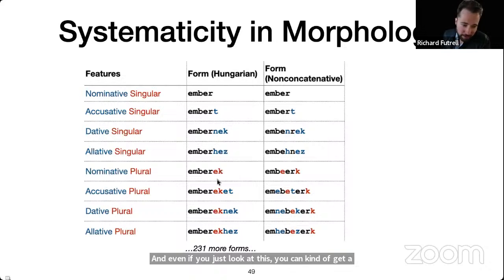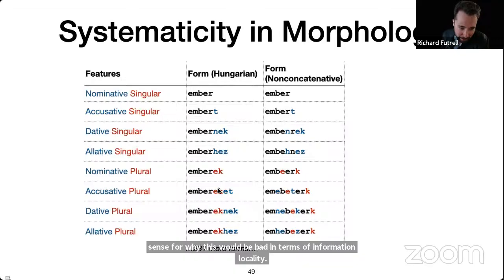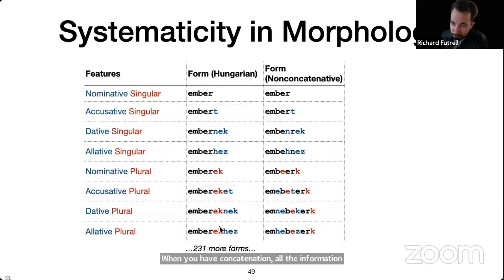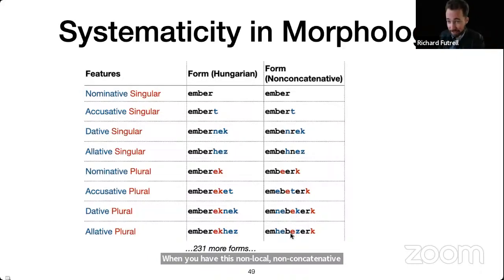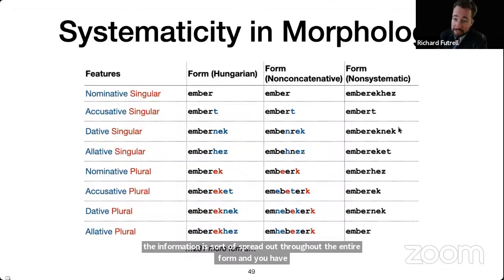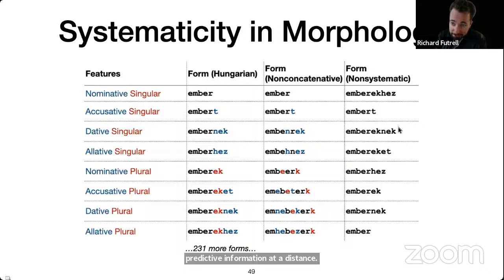When you have concatenation, all the information about plurality is nice and local within the form. When you have this non-local, non-concatenative thing, the information is sort of spread out throughout the entire form, and you have predictive information at a distance. You can also imagine a non-systematic version of Hungarian.